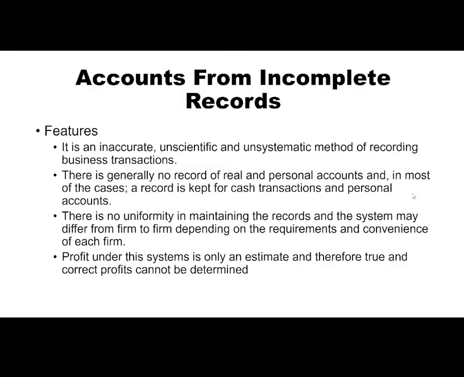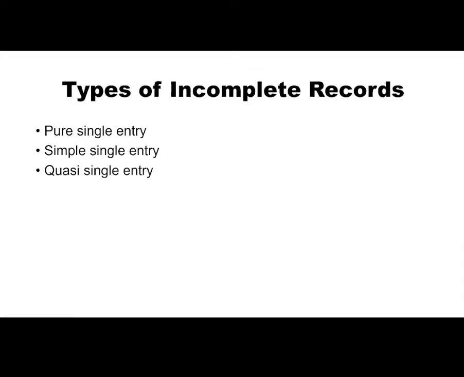So let's continue. We are going now to look at the types of incomplete records. We have a few. There is one referred to as pure single entry. In a pure single entry, only personal accounts are maintained, with the result that no information is available in respect of cash and bank balances, sales and purchases, among others. So it's only personal accounts that are maintained in a single entry.